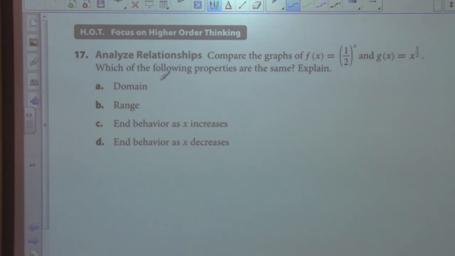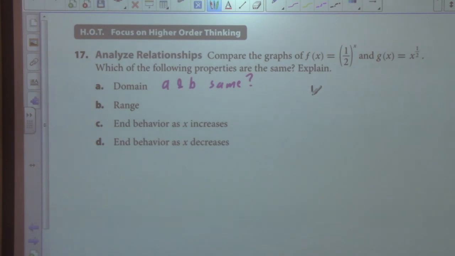You're supposed to choose A, B, C, or D. Which of the following properties are the same? Out of all of those, which ones are the same for each group? Oh, A and B. I don't know, I'll put a question mark here. It can only be one of them. Look. B.